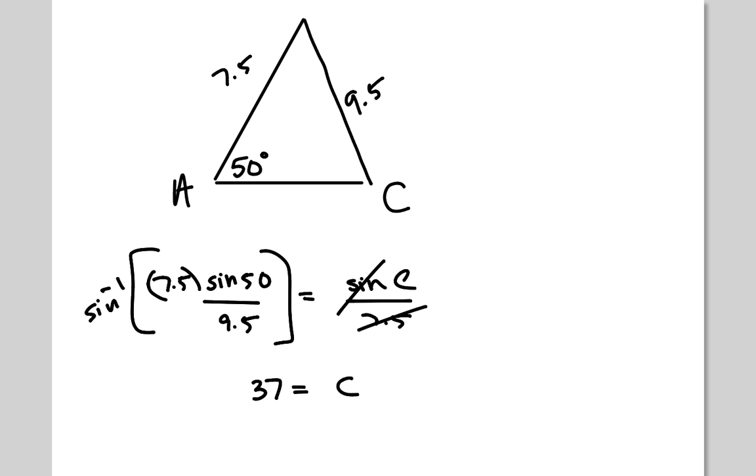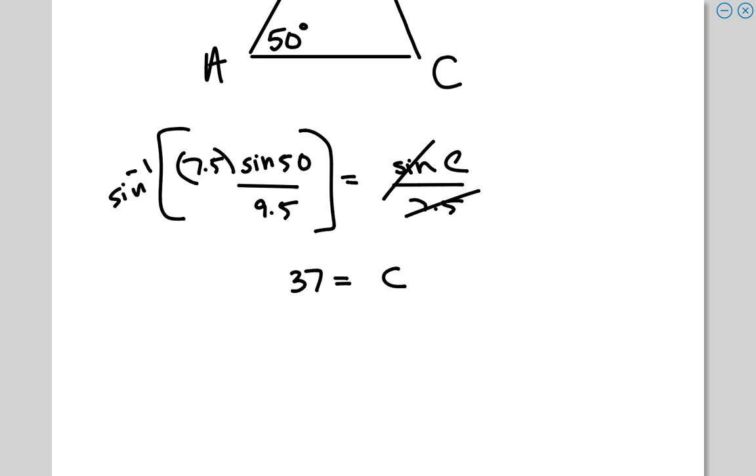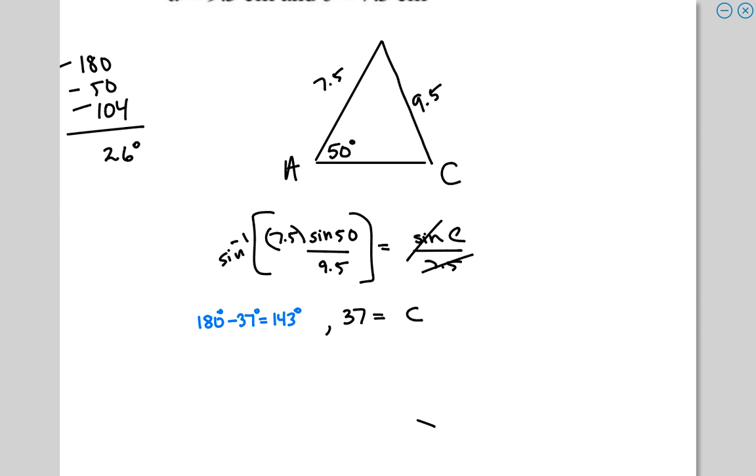Okay, so let's imagine you think that there's two possibilities for this answer. What would the other one be? It would be 180 minus 37. Do you agree? And you get 143. Now let's take a look at what these triangles would look like without even having to draw them. If this one's 37, that's the acute one that we like. What would this one be up here? 180 minus 50 minus 37, you get 93. Okay, awesome. You see it?